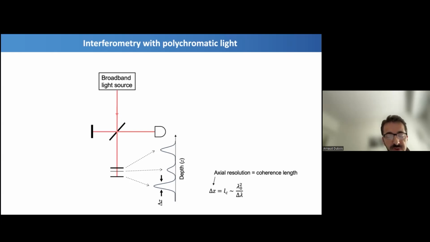So this is a general principle of OCT. As you can see here, the axial resolution in OCT, the ability to resolve structures at different depths, is given by the coherence length of light. This is a particularity of OCT.